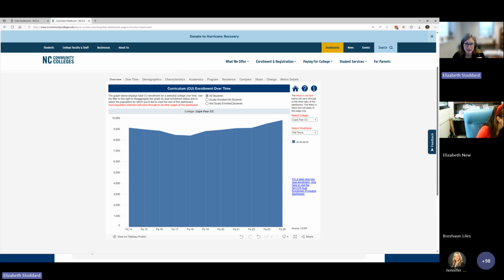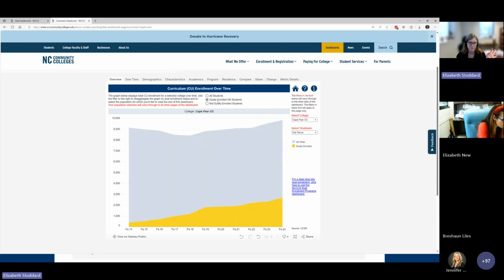Another thing that we can look at for this dashboard in particular is we can choose whether we want to look at our curriculum enrollment across all students, which is selected here at the top, or if we want to just look at dually enrolled high school students. So if I click that, two things are going to happen. One is that the graph on the bottom is going to change a little bit to highlight the share of the student population that is dually enrolled. So that's this yellow at the bottom.